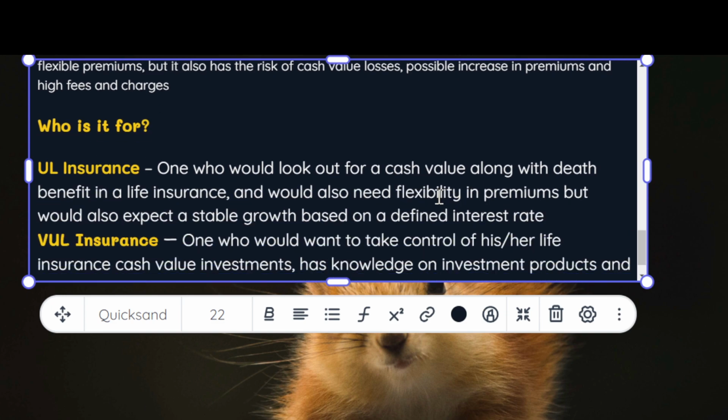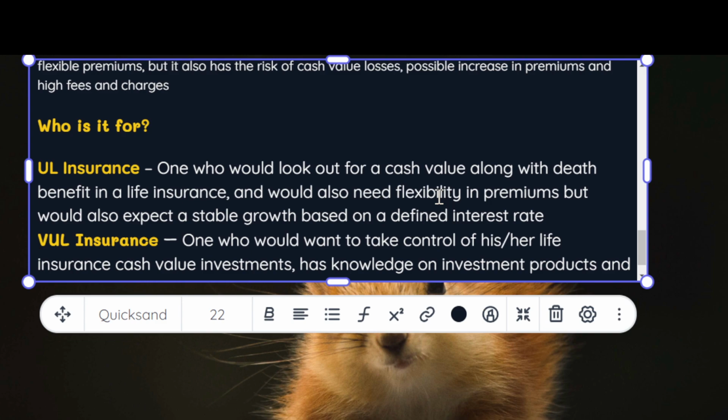So now we understood what is universal life and what is variable universal life. So the final thing we'll look at is who is it for, right? Who will go for a universal life, who will go for a variable universal life. So as we have understood the policy so far, universal life insurance is giving you a death benefit and also a cash value. Along with that, the additional feature that it is giving you is the flexibility of changing your premiums, right? You can lower your premium, you can raise your premium within a certain range. So that is the additional flexibility universal life insurance is giving you.